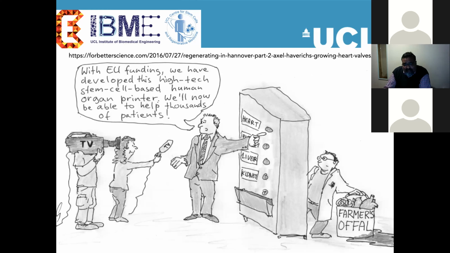So this is what I think everybody wants. This is my interpretation of what Americans want. You want to be able to go up to a machine and just press a heart, kidney or liver. Unfortunately, this is as far as I think it will go, as much as a cartoon.